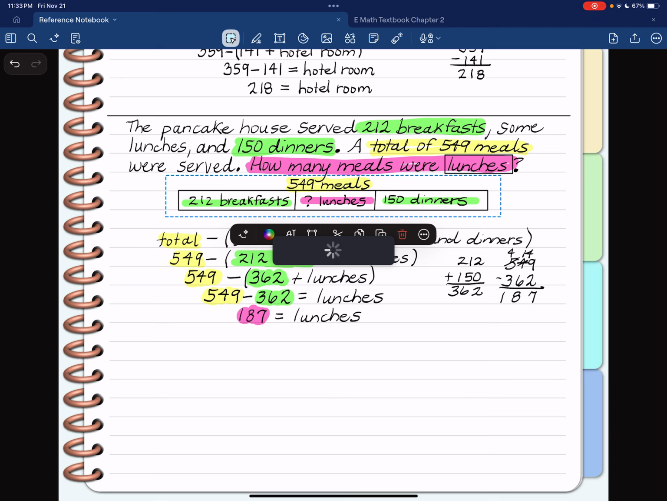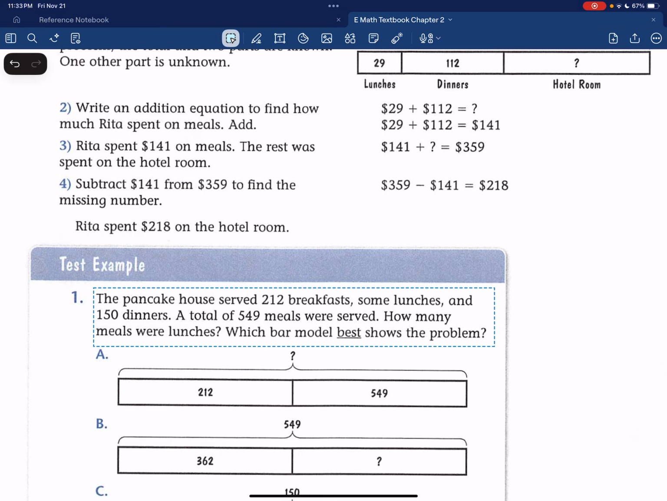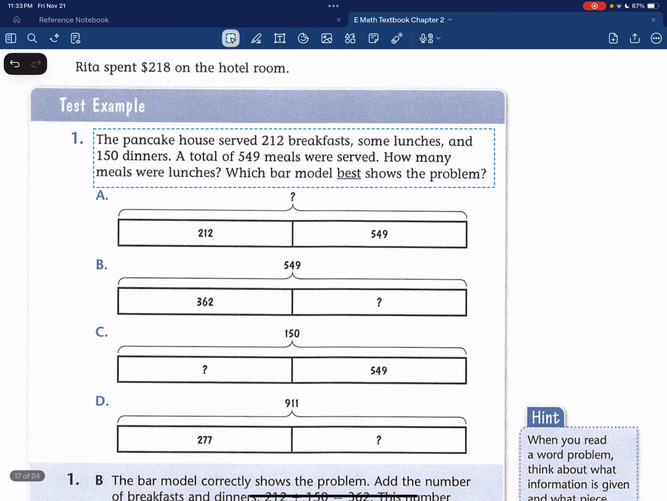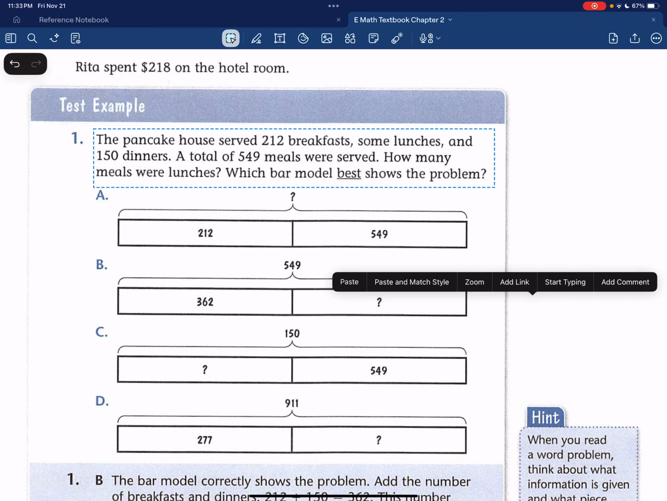It's trying. Well, it's still trying. Okay, there we go. So when I come back here, let me paste my picture.